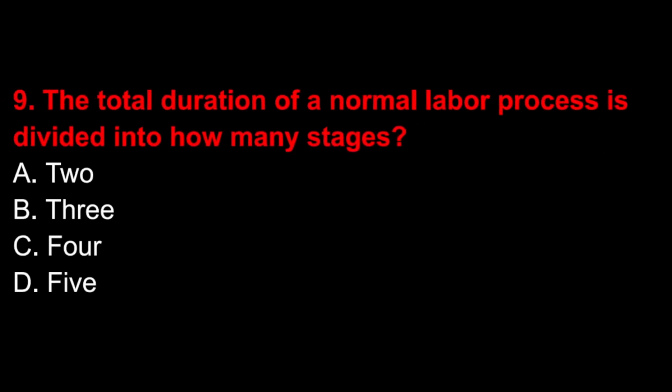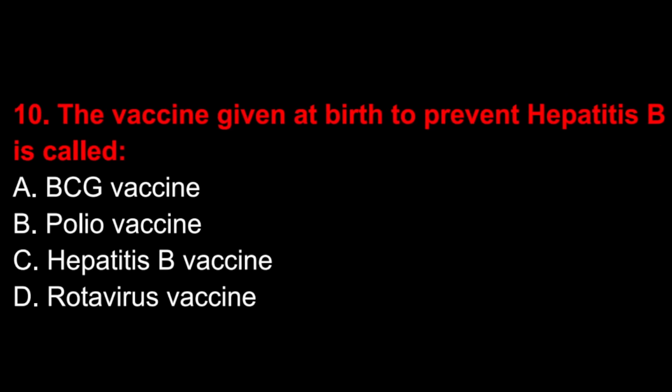Question number 9. The total duration of a normal labor process is divided into how many stages? Correct answer is option C, 4. Question number 10. The vaccine given at birth to prevent hepatitis B is called. Correct answer is option C, hepatitis B vaccine.